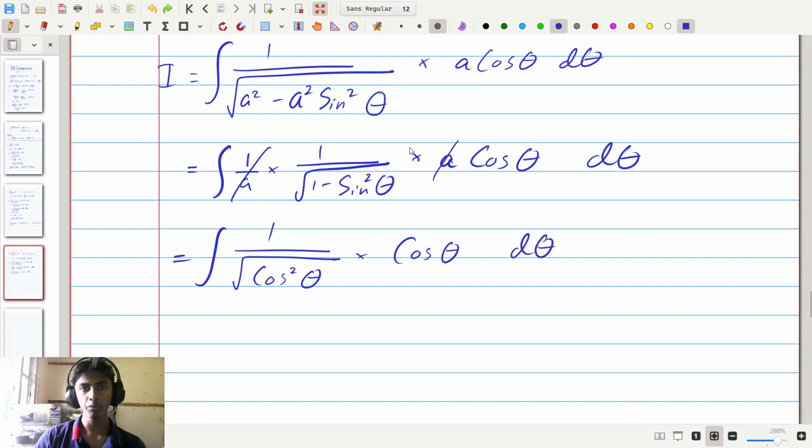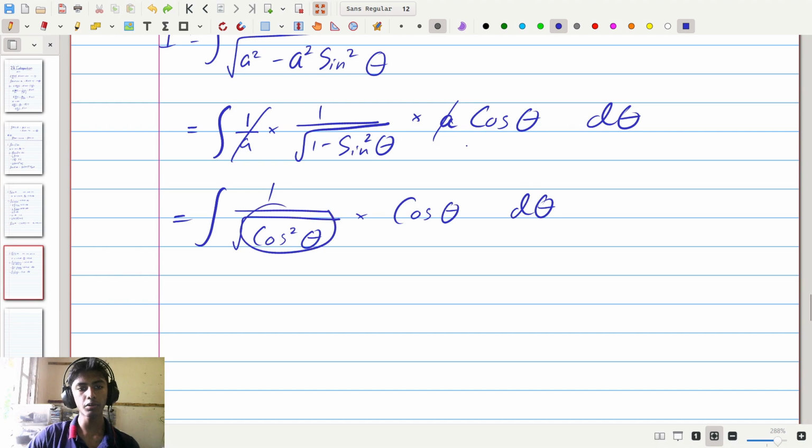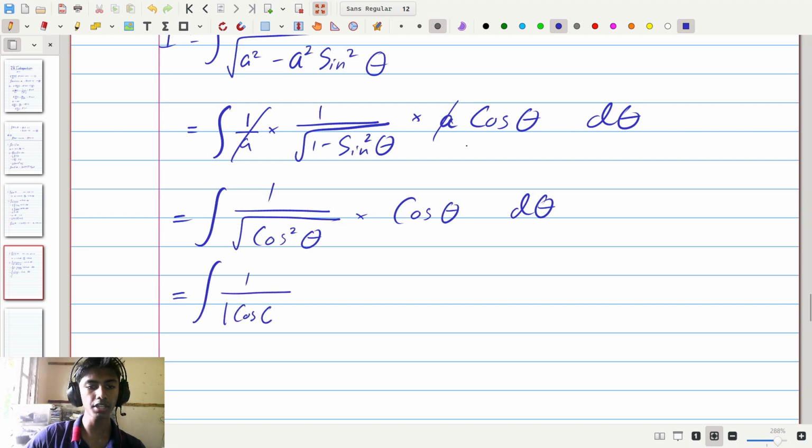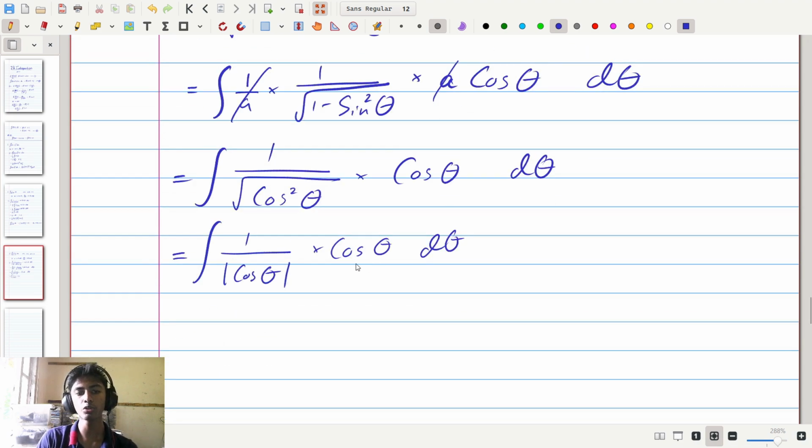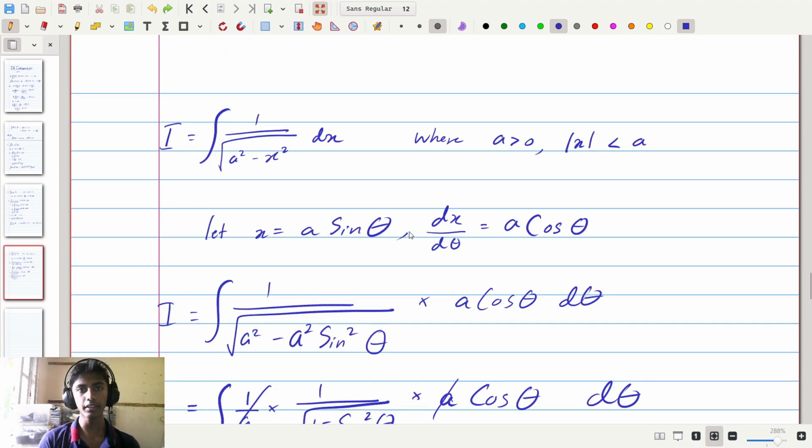Now at this point, what we're going to do next is to take the square root of cosine squared of theta and write it as the absolute value of cosine of theta. Therefore, this is equal to the integral of 1 divided by the absolute value of cosine of theta multiplied by the cosine of theta d theta. Now here, in order to get rid of this cosine of theta and this cosine of theta, we need to understand the range of theta that we're dealing with here.